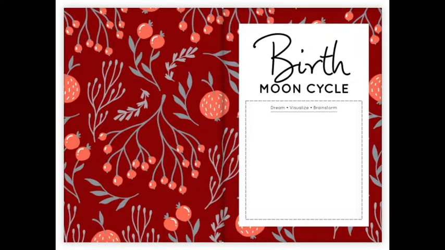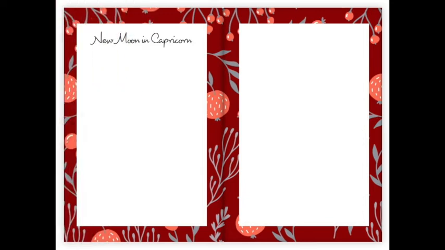And each segment has a cover page like the one you see here, where there is space for you to draw or write or color or do anything else you want with this page, however it will suit you as you dream and visualize and brainstorm what you want to do this cycle. And then the title here, Birth Moon Cycle, is just named for the traditional name of the full moon in this cycle. So on the first page of each segment or section, you will find the new moon page.